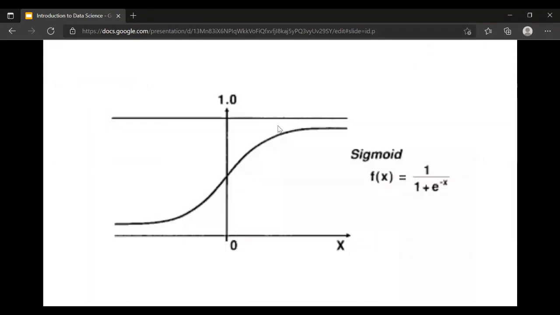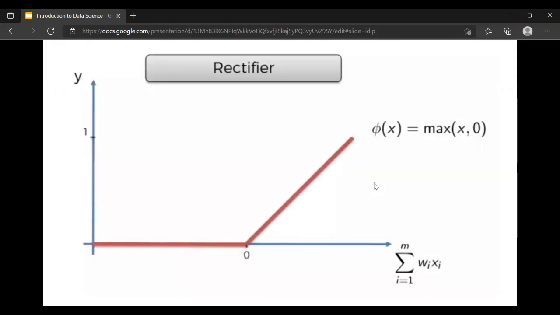Next, we have the sigmoid activation function that we had already seen earlier. We had already discussed the equation. This function will result in a value that ranges between 0 to 1, and it's going to take all the intermediate values as well. So it's not just 0 or 1. Whatever the weighted sum is will be the value for x, and our final output is going to be a value between 0 to 1.